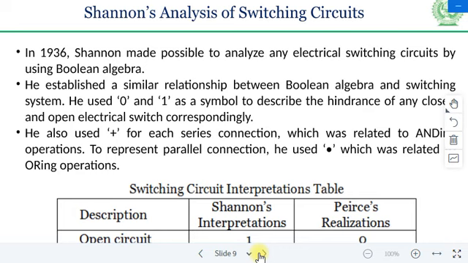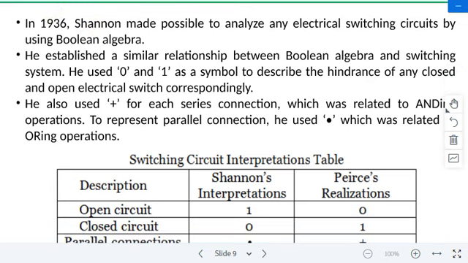So in 1936, Shannon made it possible to analyze any electrical switching circuit by using Boolean algebra. He established a similar relationship between Boolean algebra and the switching system. Now he used 0 and 1 as symbols. Previously it was X and X bar. Now Shannon used 0 and 1 as symbols.